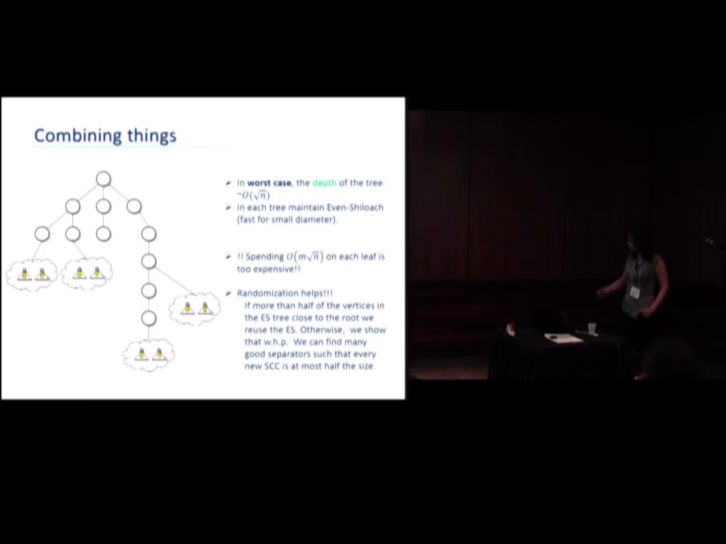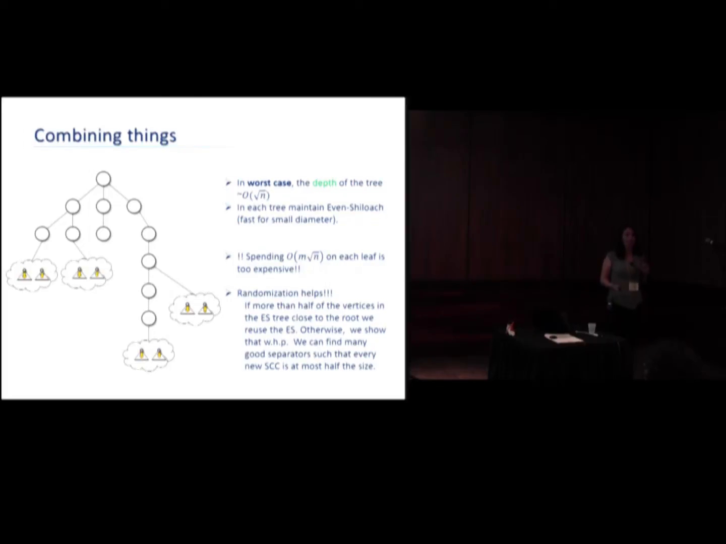Just to combine the things, so what do we do? We start by constructing this decomposition, but now in each leaf, if I find out that the diameter is small, then I'll just do Even and Shiloh in each one of these leaves, incoming and outgoing. And by small, for us, it's square root n. And if the diameter is large, then I'll just continue recursively on that node.